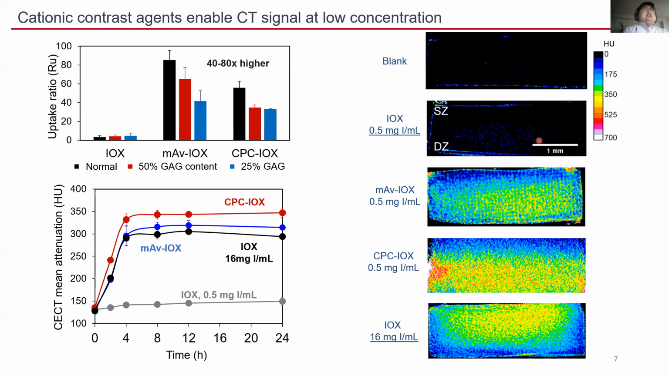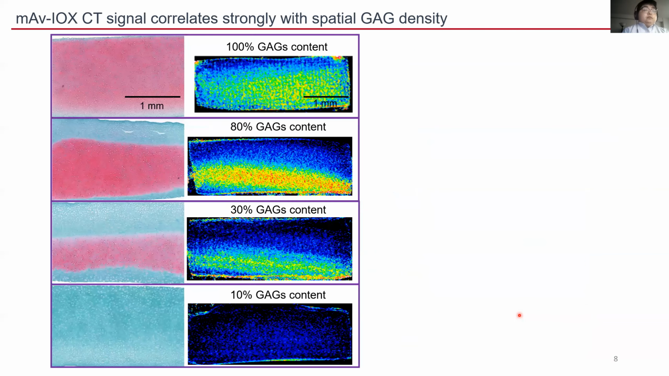This is blank. This is LX at a very small concentration of 0.5 milligram iodine per milliliter, and we can see there are no significant signals inside the cartilage. However, when we use the same low concentration of multi-arm iodine LX and CPC LX, there are significant CT signals, and we will need 32 times higher concentration of LX alone to produce the same amount of CT signals.